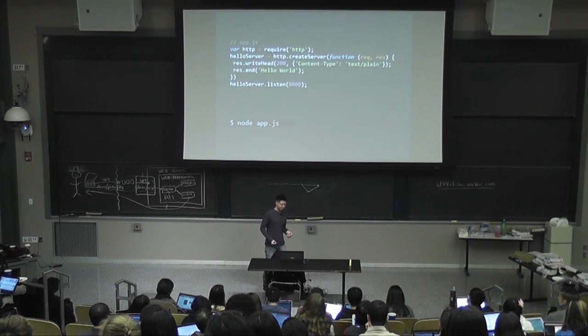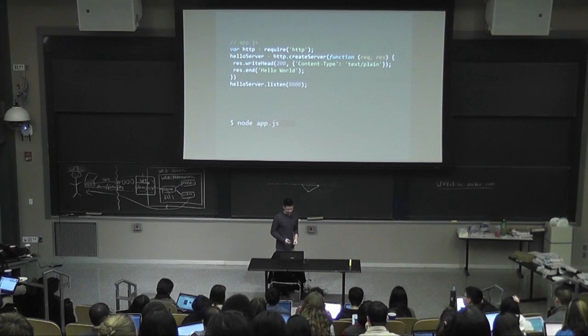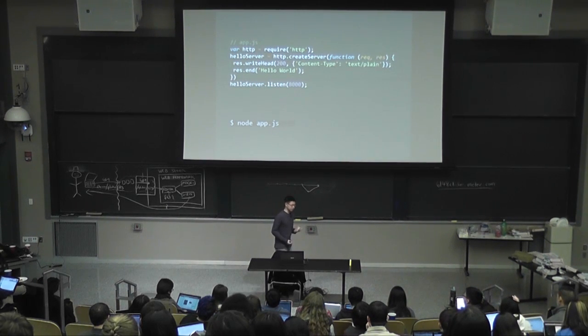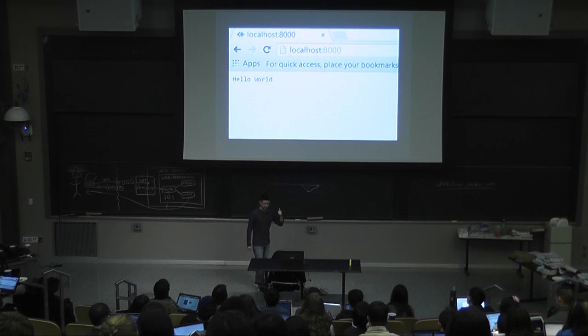So let's look at a quick example. If you write this code into a file called app.js, and then you go into your command prompt terminal and type in node app.js, and then you go to your browser and open up localhost 8000, you'll see something that looks like this. So we can actually get hello world to appear on our screen, which is pretty cool.